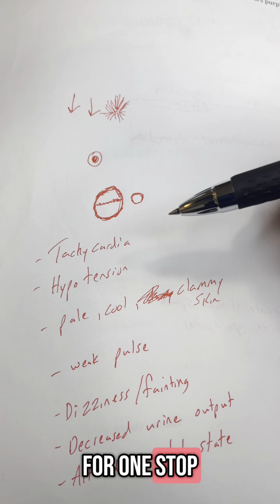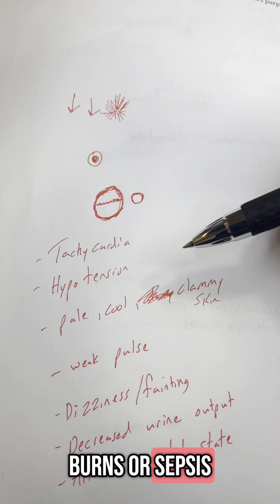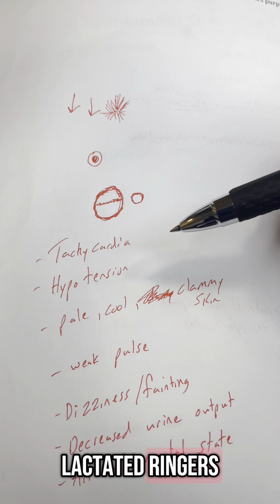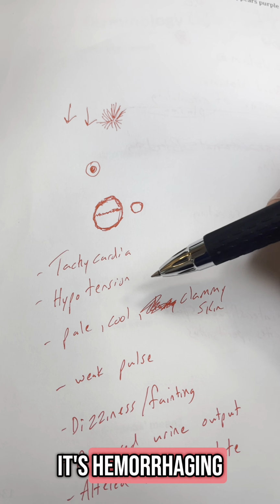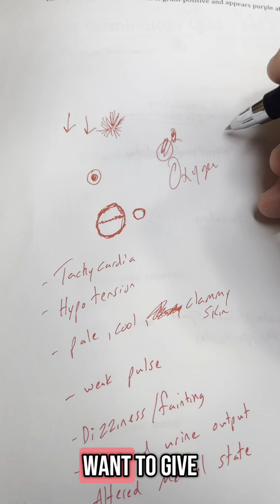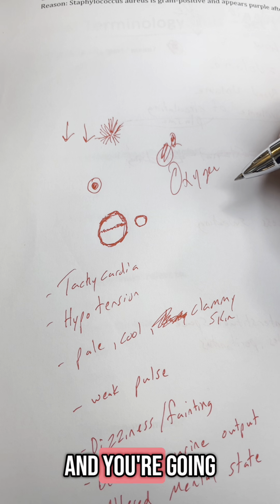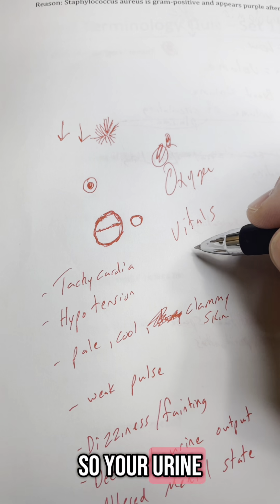For one, stop the bleeding, whether internal or external, or treat the burns or sepsis. You want fluid resuscitation: normal saline, lactated Ringer's, and blood products like packed red blood cells, plasma, and platelets if it's hemorrhaging. Give oxygen, because as I said before, the blood is what transports your oxygen, and you want to support your perfusion. You also want to monitor your vitals and your urine output.